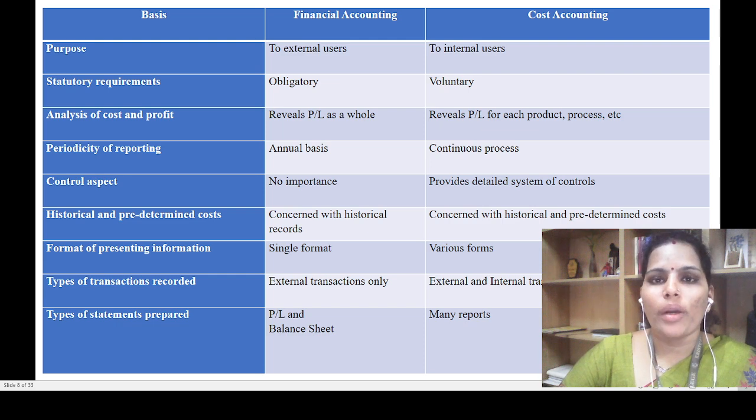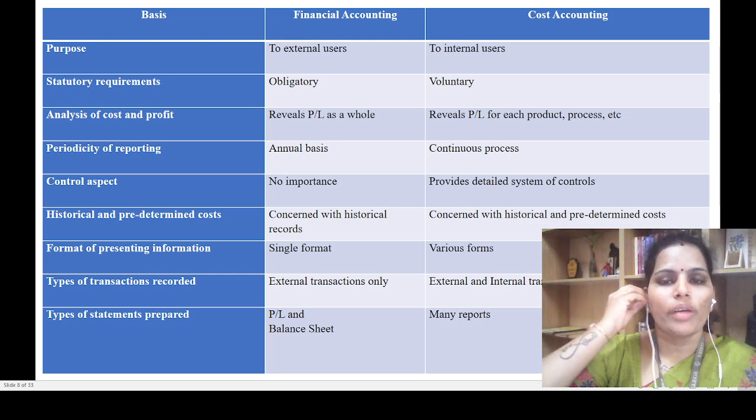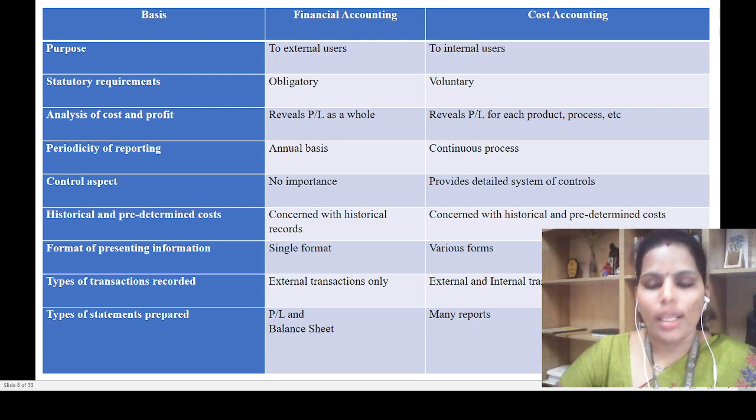The next point is the profit and loss account. Under financial accounting, we can find out the profit as a whole, like for the entire business organization, the total profit a particular concern has earned. But with cost accounting, we can find out the profit of an individual item, an individual product, or process separately. When do we prepare financial accounting? We prepare it annually, only once in a year. But cost accounting is not like that. It is a continuous process.